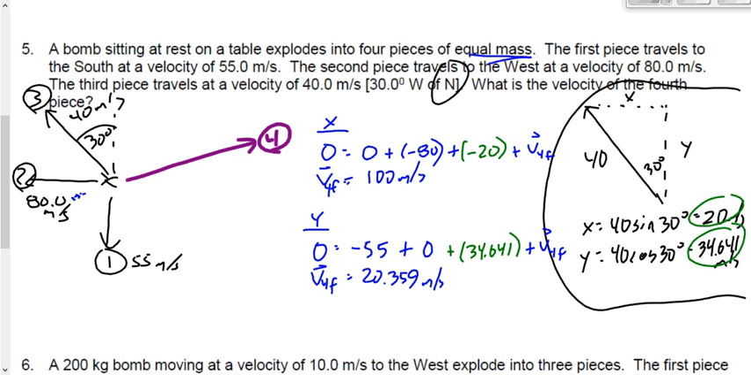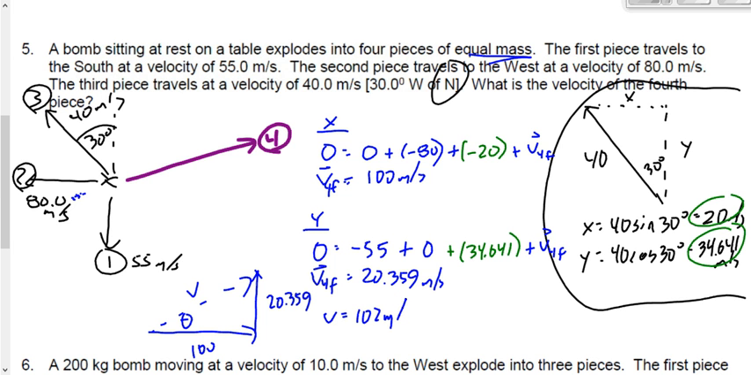Now it's the easy part, right? Now it's like grade 9 math, where it's Pythagorean theorem, right? You got 100 plus 20.359. Solve for V, solve for theta. V works out to be 102 using the Pythagorean theorem. And theta, drawn from the start, works out to be 11.5 degrees north of east.